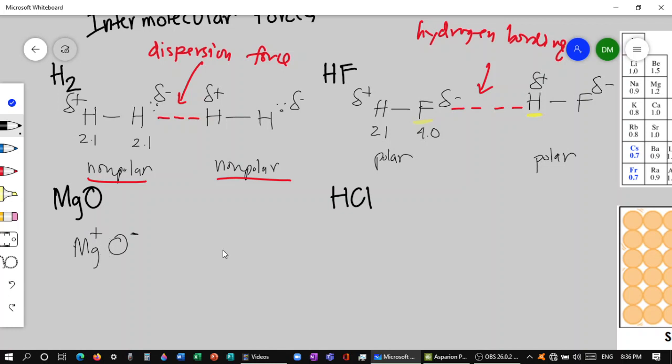And let's say we have another MgO here, that's magnesium positive and oxygen negative. And here we have different charges, negative and positive, so they can be attracted to each other. Now this one occurs between an ionic compound and another ionic compound. Therefore, this one is an ion-ion interaction.